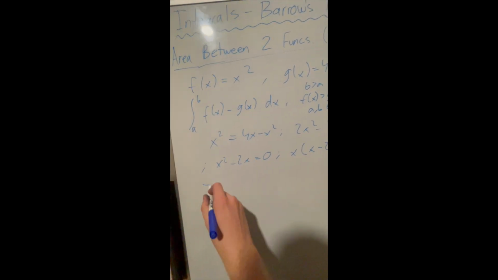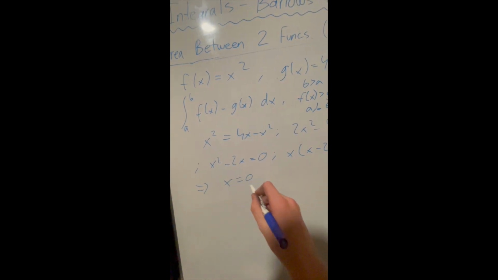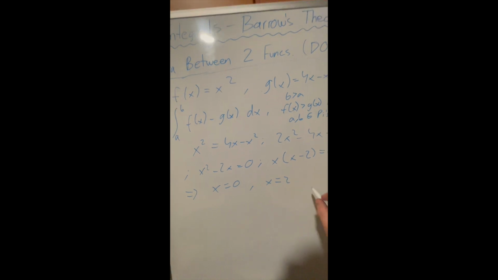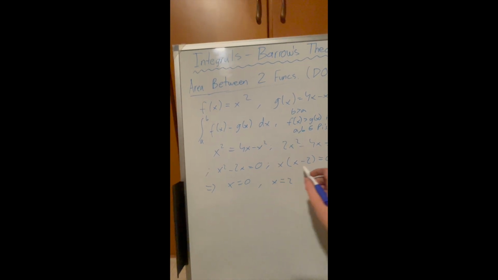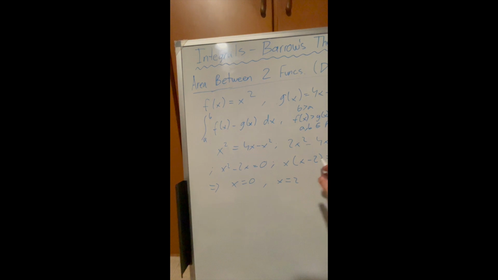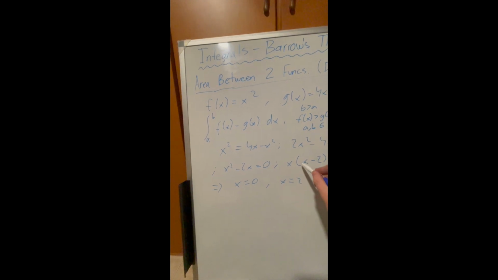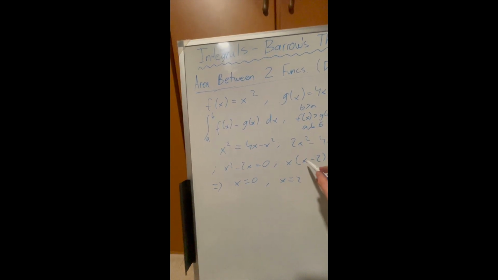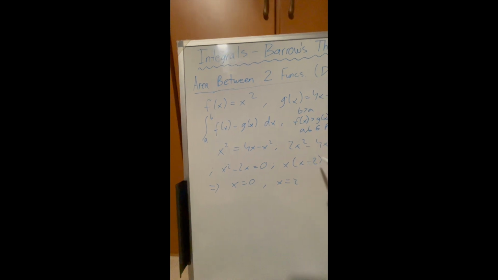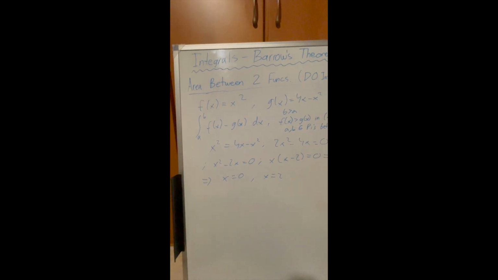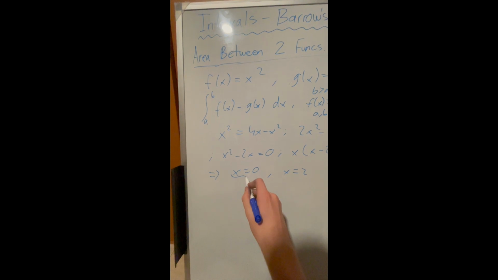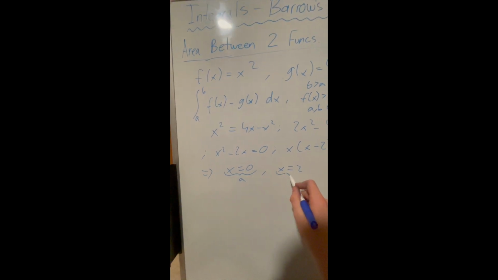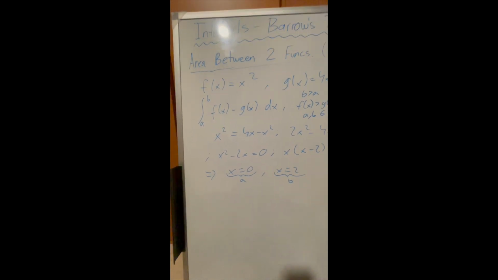So our two solutions are x equal to 0 and x equal to 2, as if x is equal to 0, 0 times something is 0, and if x is equal to 2, the parenthesis inside here is 0, so whatever times 0 would be equal to 0. So this right here is going to be our a, and this right here is going to be our b.